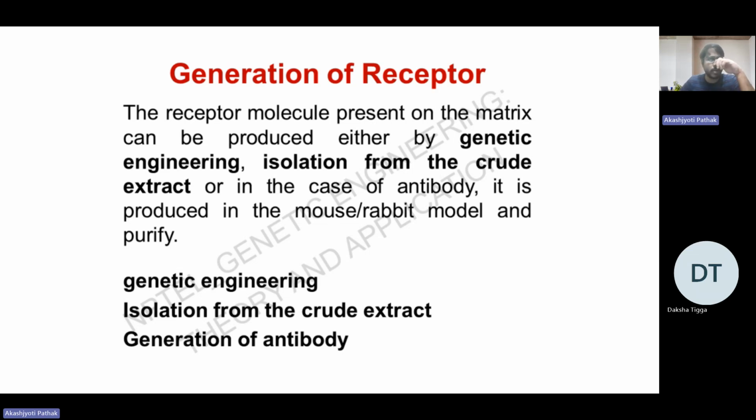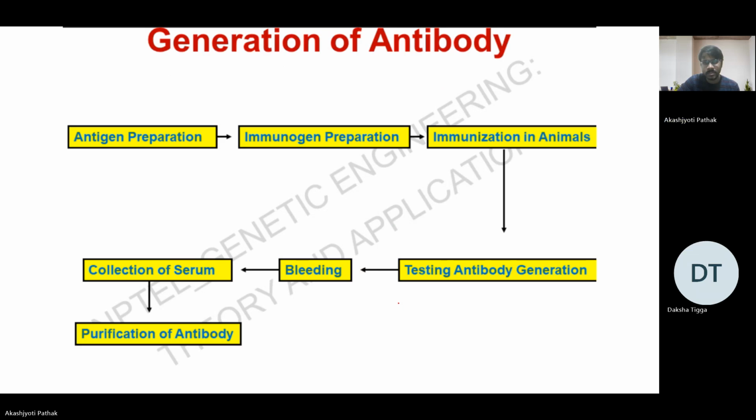It can be an antibody as well. So how will you generate the antibody? The receptor molecule present on the matrix can be produced by genetic engineering or isolation from the crude extract, or in the case of antibody, it is produced in a mouse or rabbit model and purified. So you can use genetic engineering, isolate from crude extract, or generate an antibody. We will learn how an antibody is generated in the next slide.